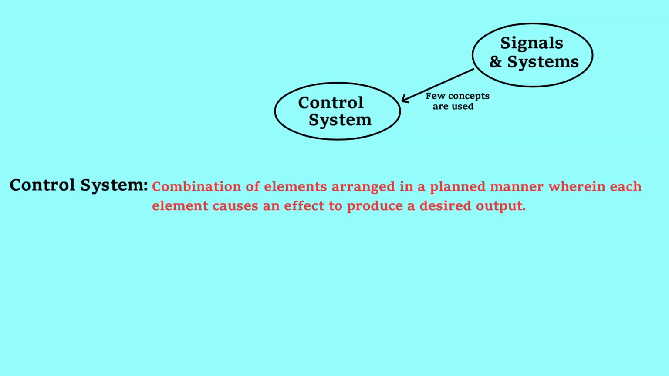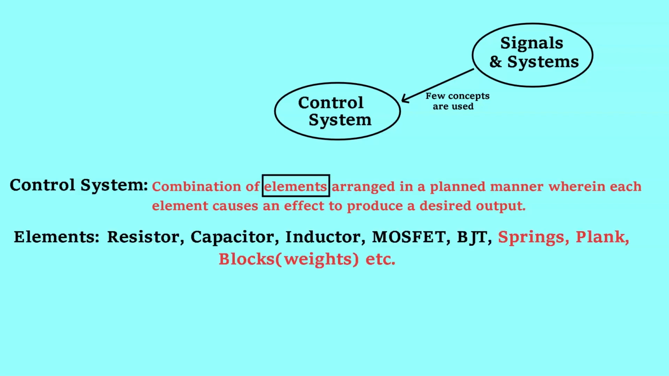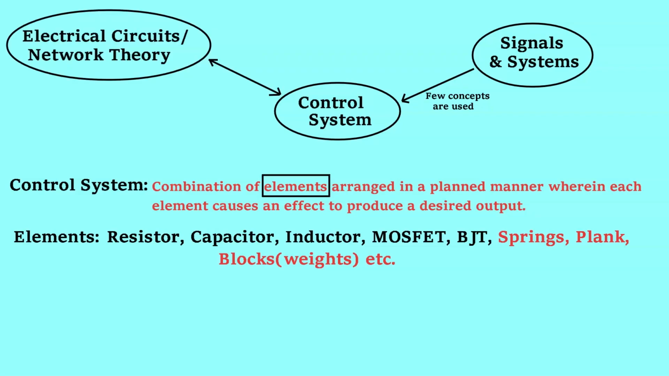Control system can be defined as a combination of elements arranged in a planned manner wherein each element causes an effect to produce a desired output. The most important term in this whole definition is elements. Elements here can refer to a variety of components like resistance, capacitance, inductance, MOSFET, BJT, springs, plank, weights, etc. So, the knowledge of electrical circuits can also be combined with topics of control system to make tricky questions.